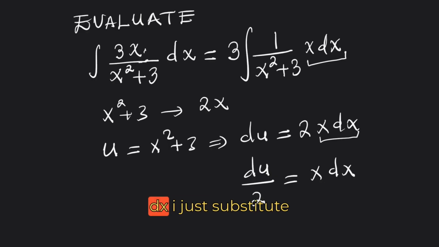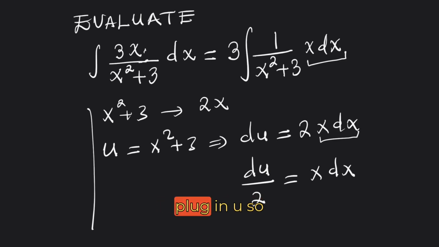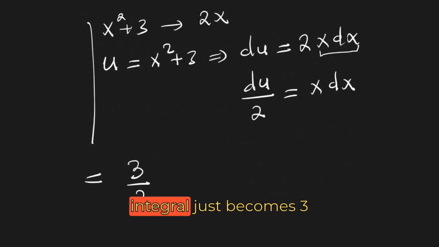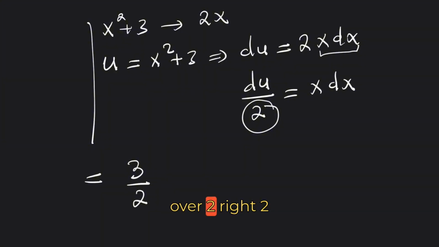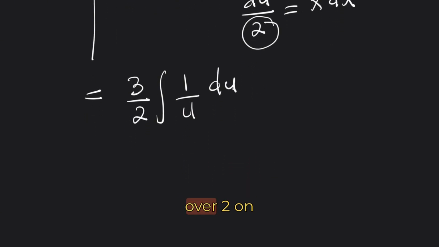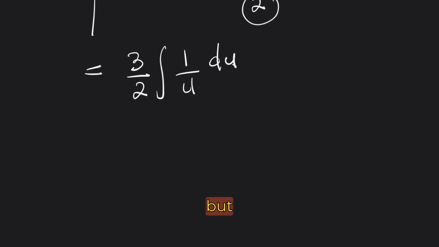So where there is x dx, I just plug in du over 2, and where there is x squared plus 3, I plug in u. So the integral becomes what? The integral just becomes 3 over 2, the 2 coming from here. Then this is the integral of 1 over u. Where there is x squared plus 3, I put u. Then where there is x dx, that is du over 2, okay?